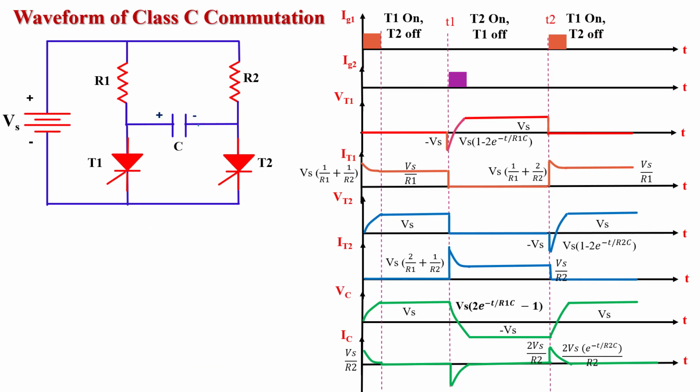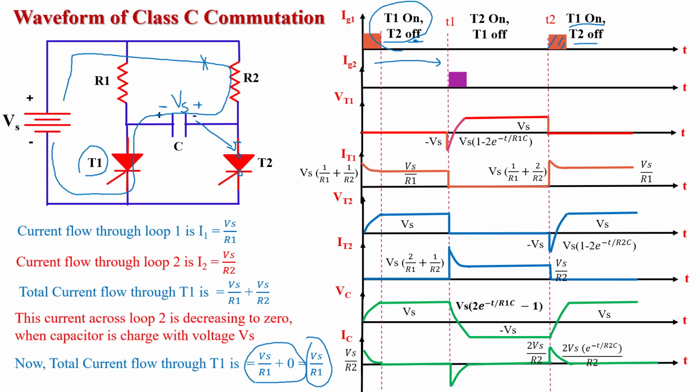This polarity will turn off T2 thyristor because the negative of the capacitor is connected to the anode of T2 thyristor. That will make T2 thyristor turn off, and T2 behaves like an open switch. Now we again give a firing pulse to T1 thyristor at time instant T2. So T1 thyristor gets turned on and T2 thyristor gets turned off. It means we again come to the initial condition. Here again the whole process goes on. So this is the whole working of class C commutation.